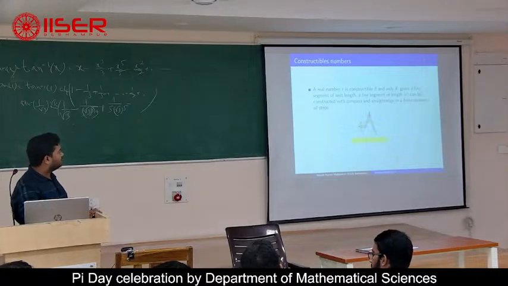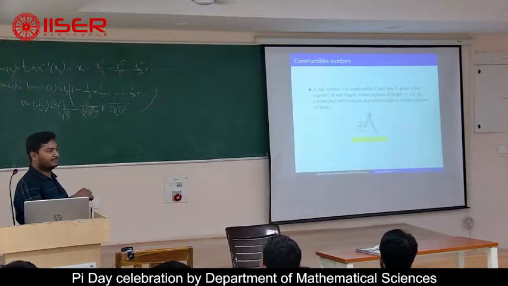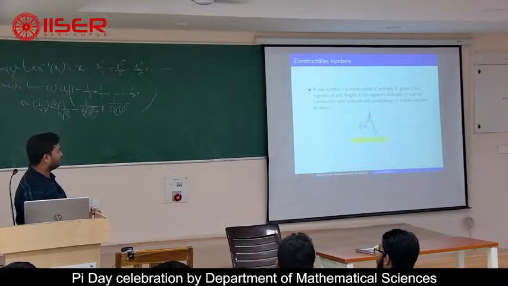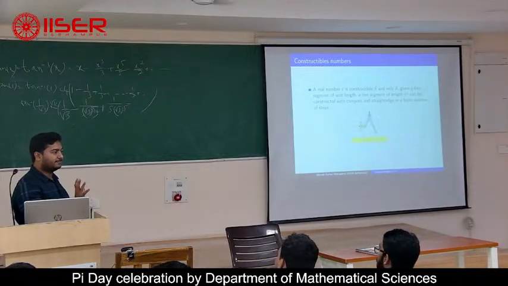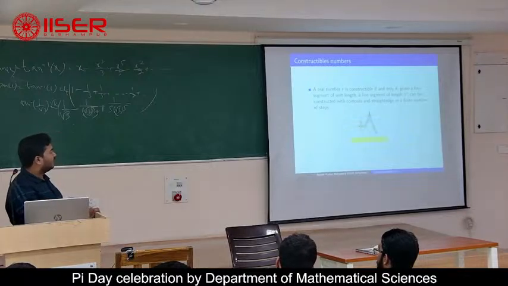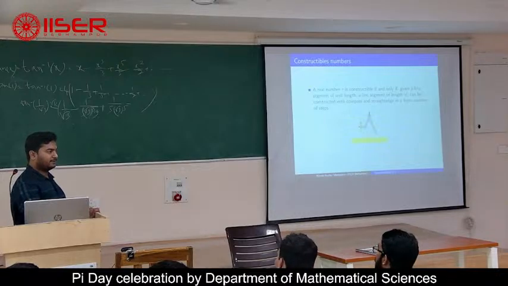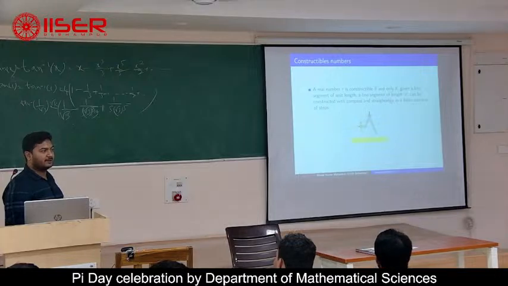This straight edge is not our usual scale with markings. A real number R is constructible if and only if, given a line segment of unit length, a line segment of length |R| can be constructed with compass and straight edge in a finite number of steps. This will be our definition for constructing a real number R.